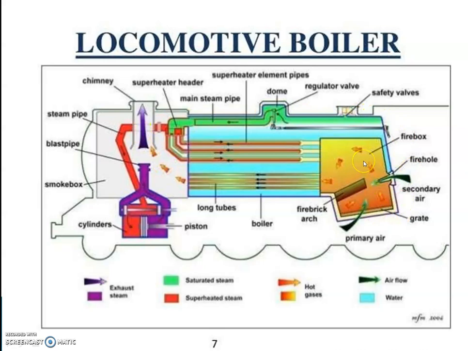The locomotive boiler has two boxes. One is a fire box, another is a smoke box. In the fire box, there is a fire brick arch. In the fire box, the water is circulated especially around the ash pit and grate area, and initially at the fire hole there is no water circulated. Initially, the coal is filled in the fire box. The coal is fired, and the flame travels in the upward direction with the help of the fire brick arch.